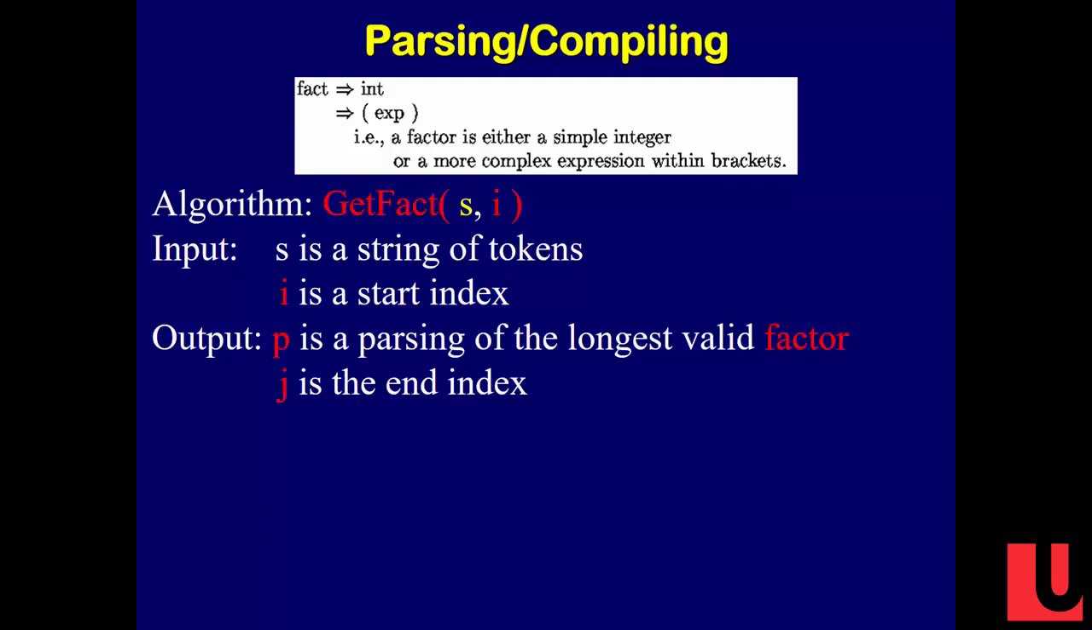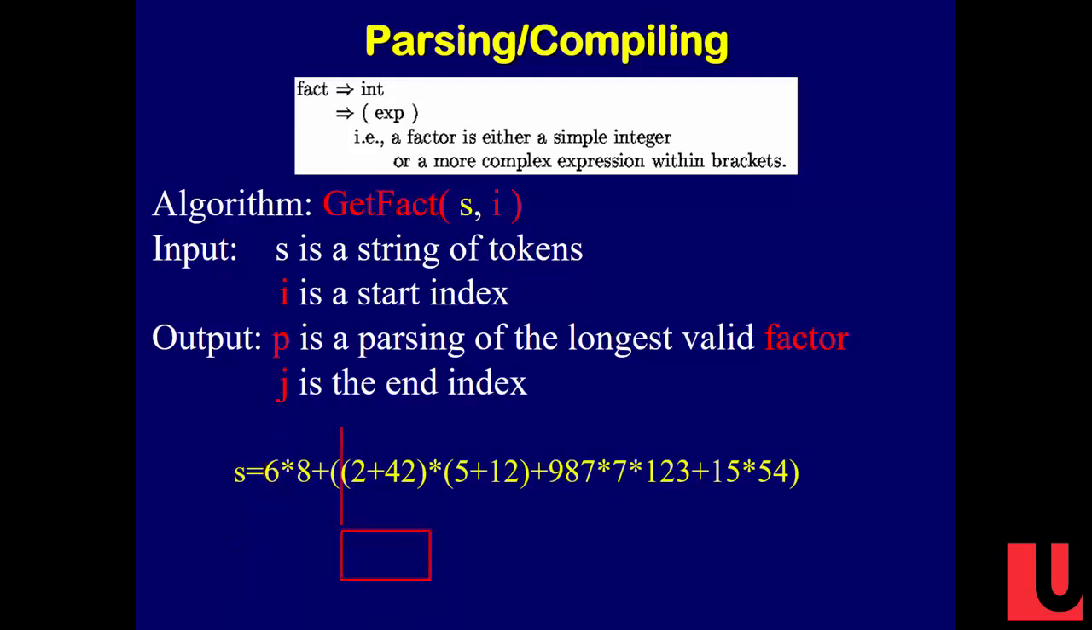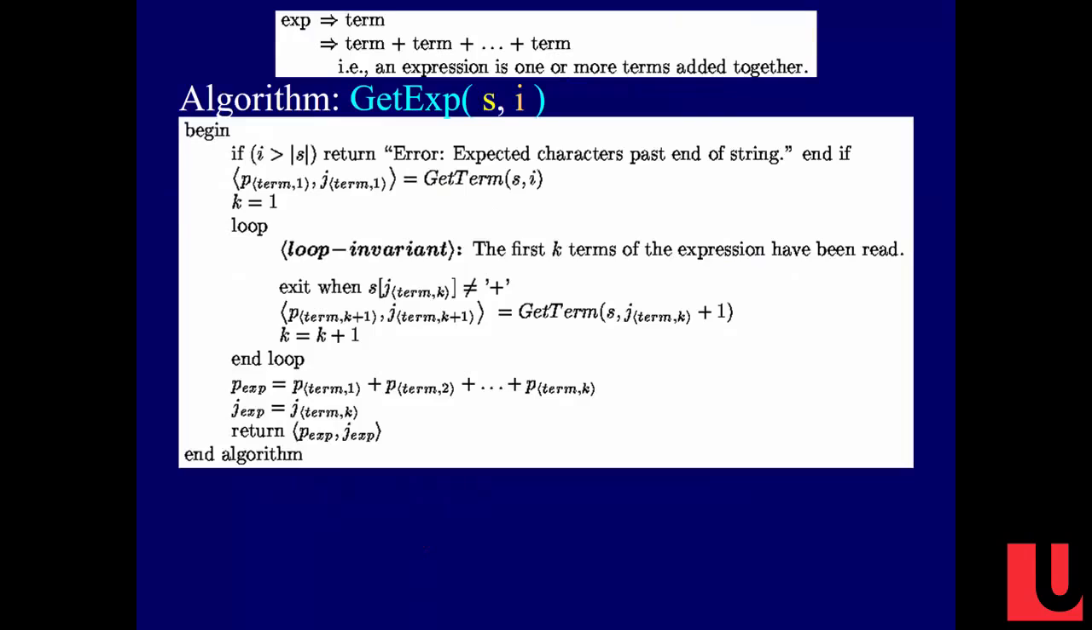And then get factor is the same, except it parses a factor, right? So you start here, what's the first factor? 6, right? You start here, the factor is going to be that. You start here, the factor is the 2. You start here, the factor is all of that. Right? Everybody buy that? So, all right.